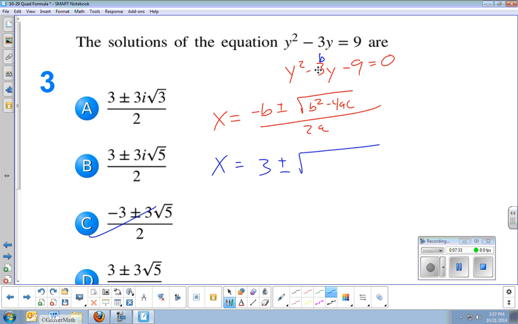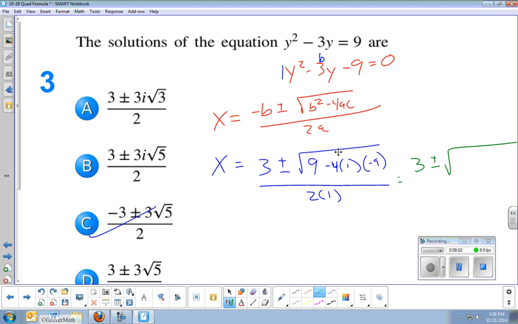b squared is negative 3 squared, which is 9. All right, and that's not from this, that's from b squared. Negative 4 times a is 1. Right, there's a 1 here, so that's not going to do much. Times negative 9, over 2a, which is 2 times 1, which is just 2. So let's see, that's going to be 3 plus or minus.